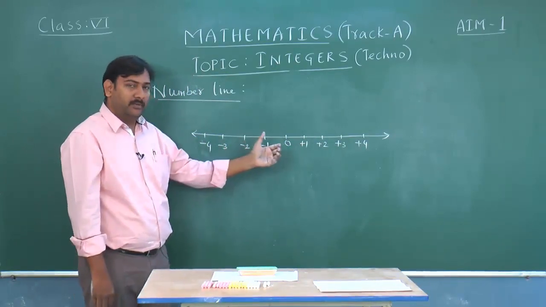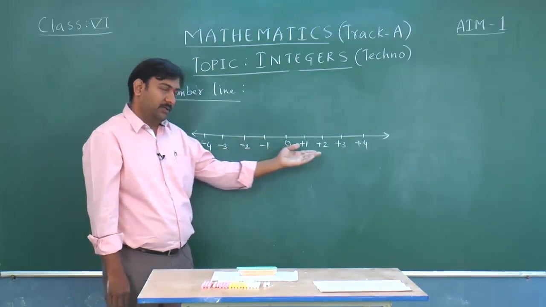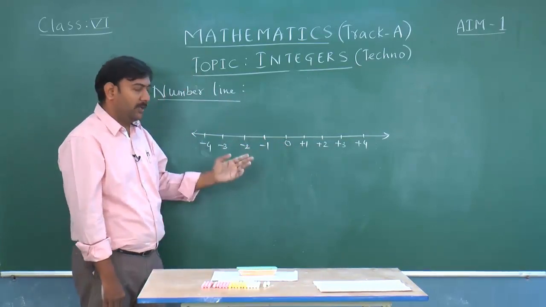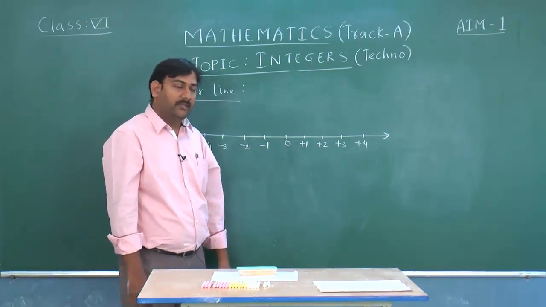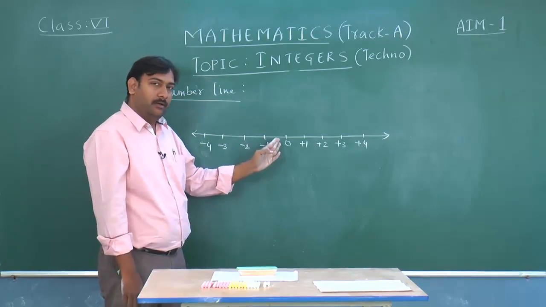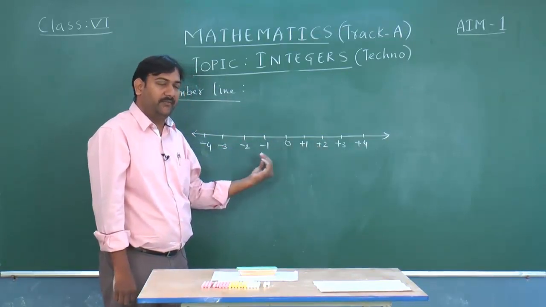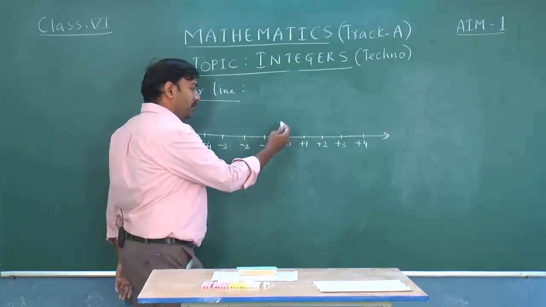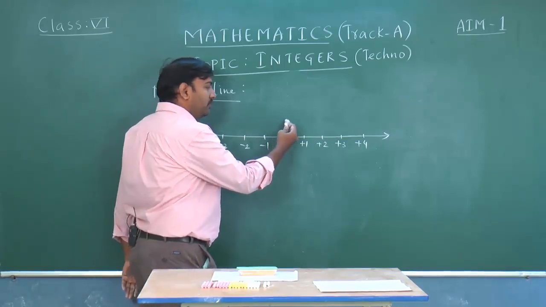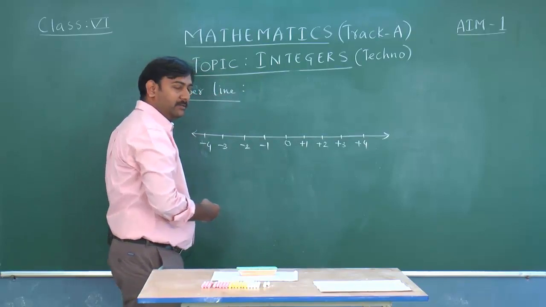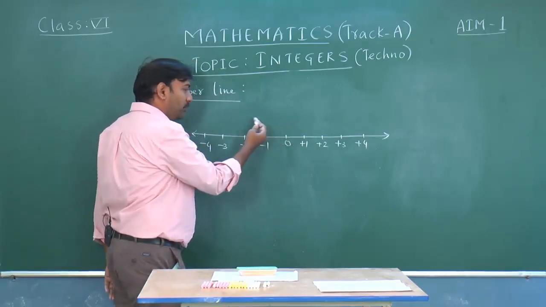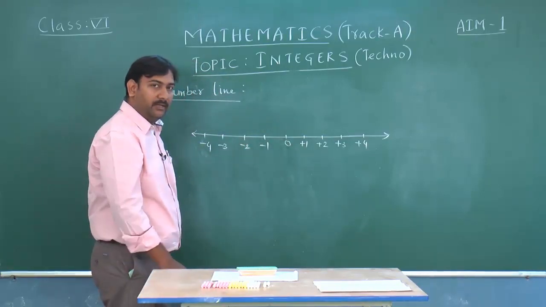So the entire line, including these numbers on it, is called a number line. If you observe, the value of the number on the number line towards the right is always greater compared to the left. So from the 0, if you are moving towards the right, the value increases, and from the 0, if you are moving towards the left, the value decreases.